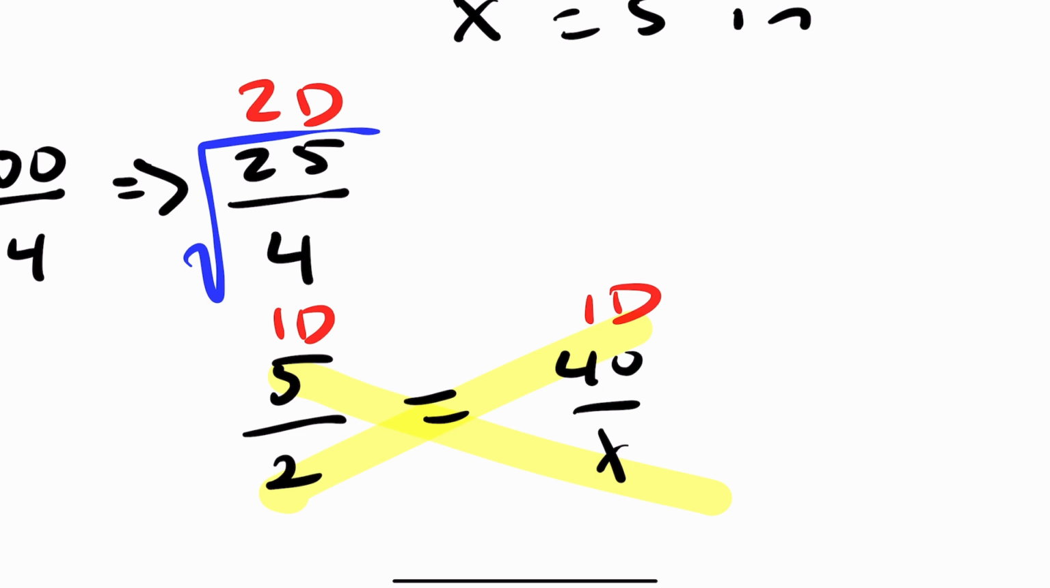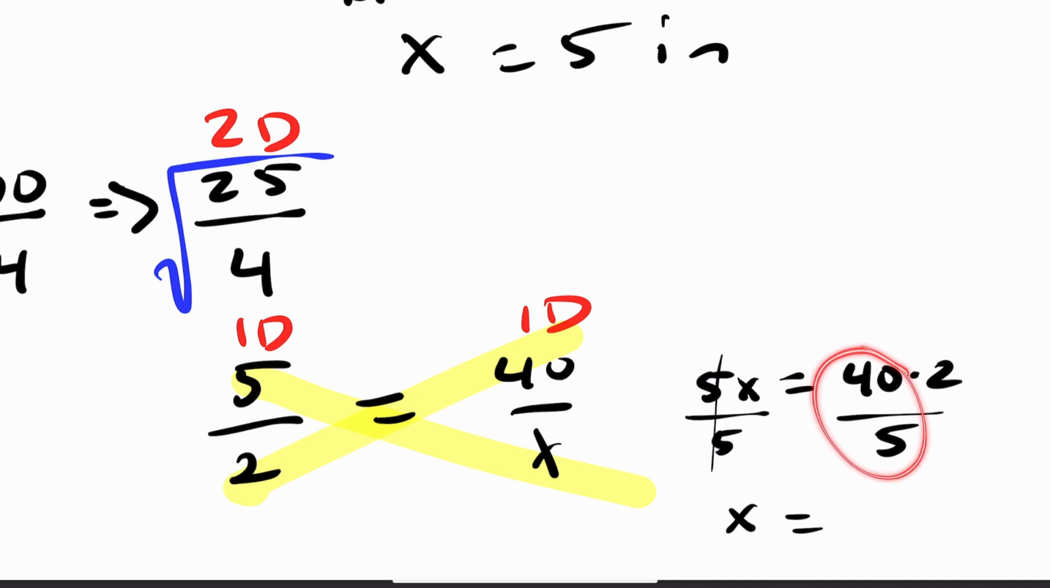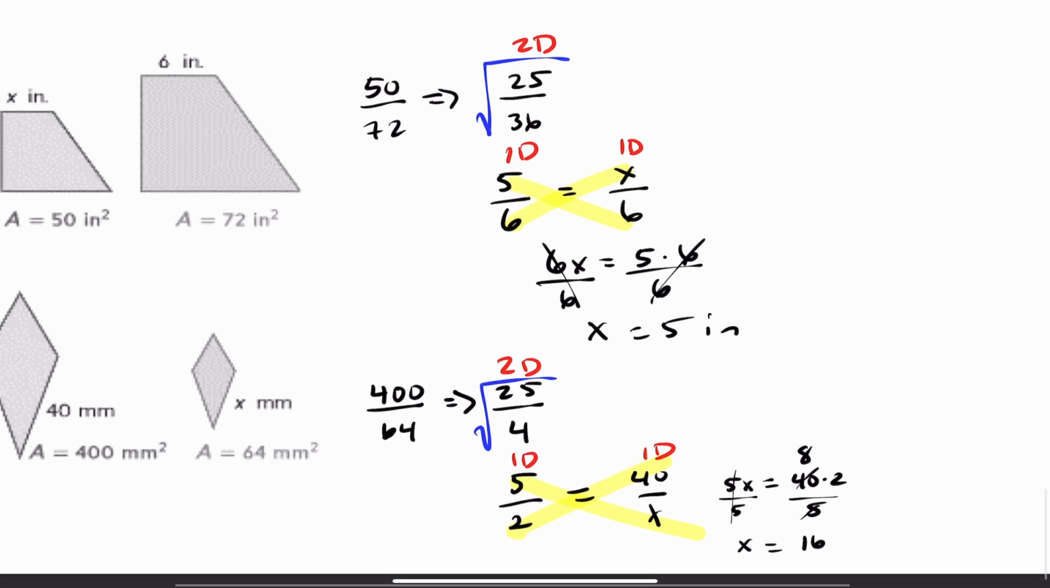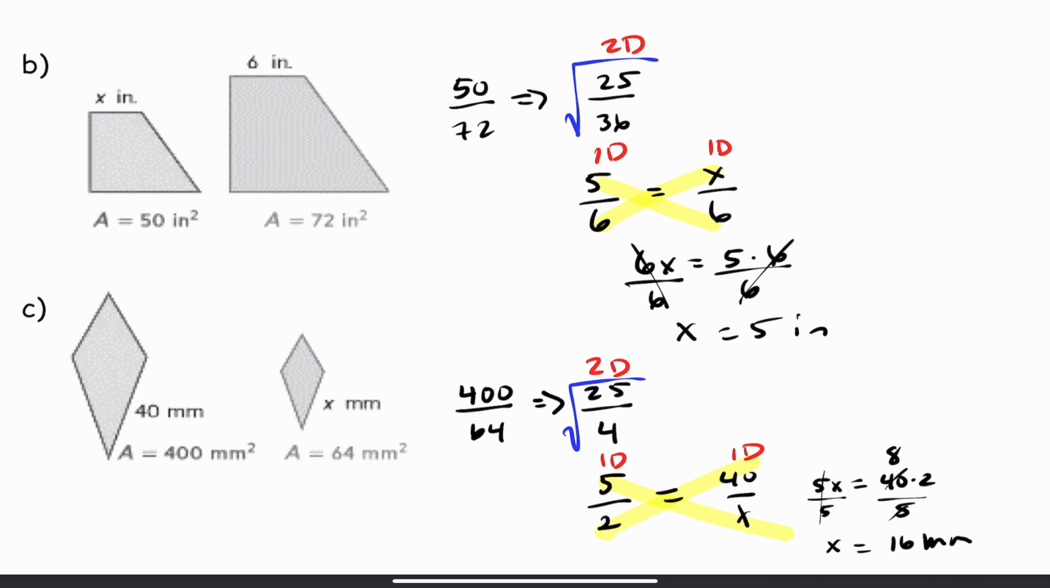Cross multiply. So I have 5x equals 40 times 2. All right, so I'm going to divide both sides by 5. I can cancel the 5s on the left-hand side, so x is equal to 40 over 5 times 2. 40 over 5 is 8, so it's 8 times 2, which is 16. So x is equal to 16 what? Millimeters, just millimeters, all right? Great. Any questions about this one? No, sir.